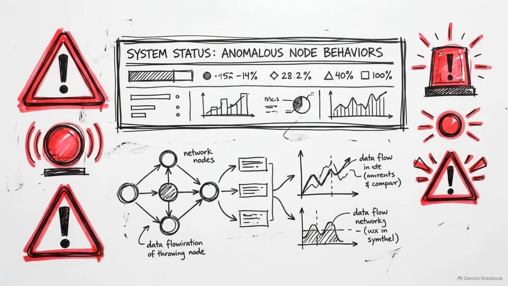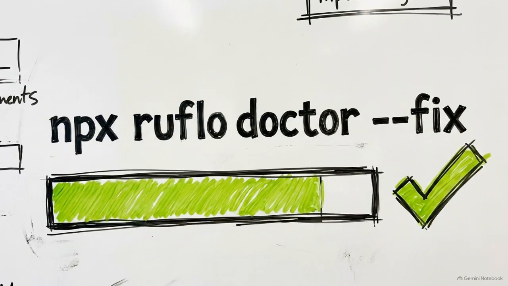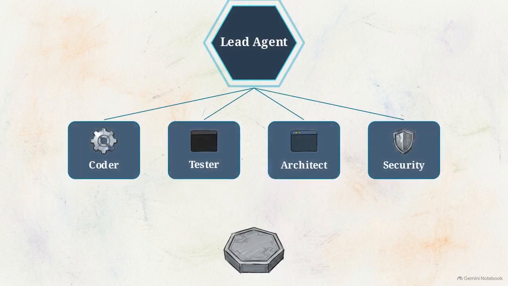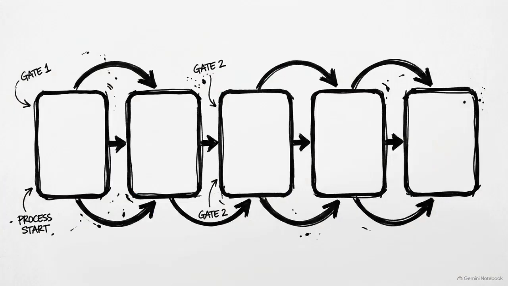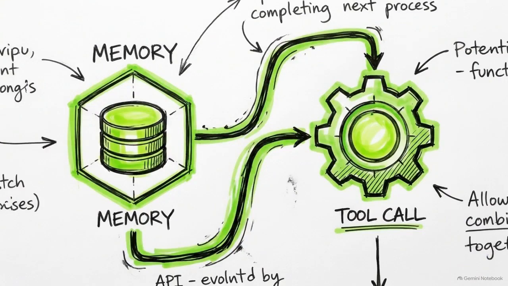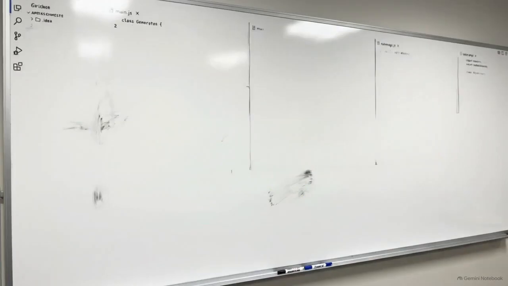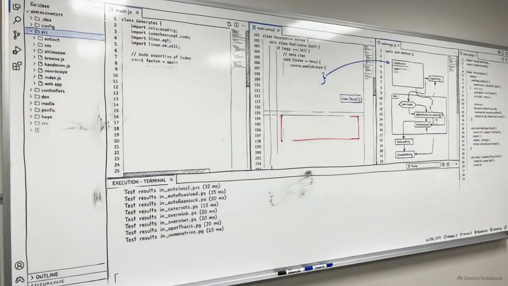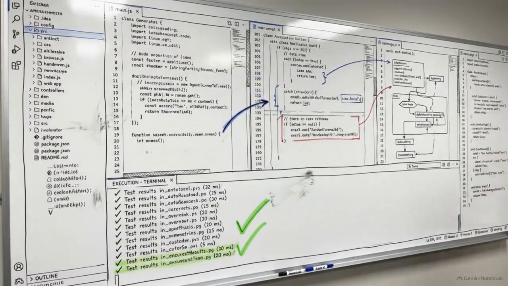If you encounter configuration drift or database errors, the doctor command is available to automatically repair the environment. You can scale this further by initializing a swarm, allowing a lead agent to manage specialized subagents across a hierarchical topology. The system also supports structured development lifecycles, using the Spark command to enforce quality gates from specification to completion. By connecting persistent memory to autonomous tool calling, your local setup can now manage the cross-file dependencies and project rules that a standard chat interface would otherwise forget.